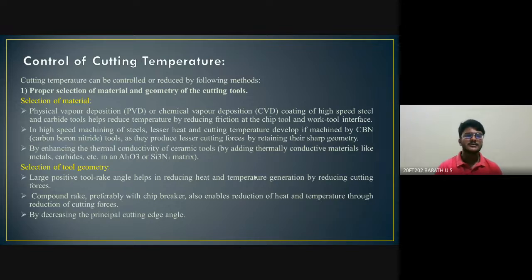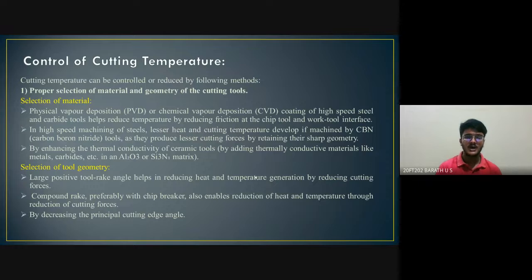First, we select the material. Material selection is the most important process for reducing the cutting temperature. Another one is selecting the tool geometry, which is one of the methods to reduce the cutting temperature. Physical vapor deposition (PVD) or chemical vapor deposition (CVD) coatings are applied on high speed steel. This helps reduce the temperature by reducing friction at the chip-tool and work-tool interface.